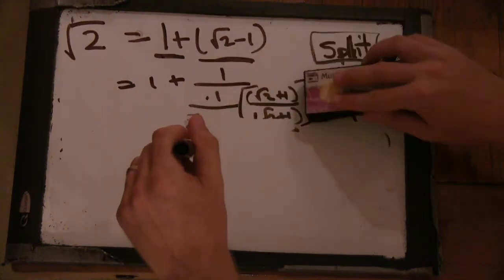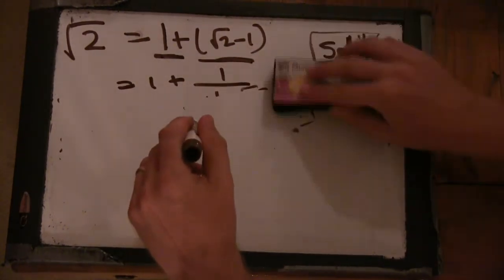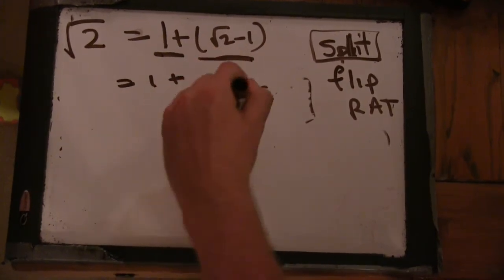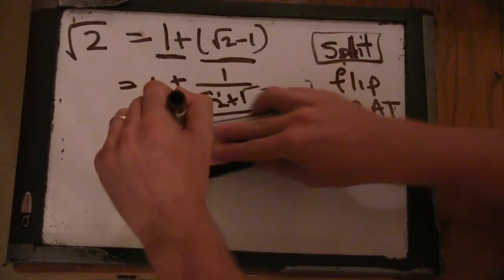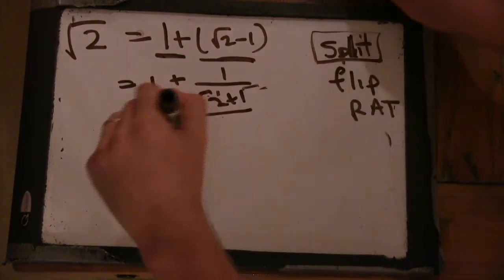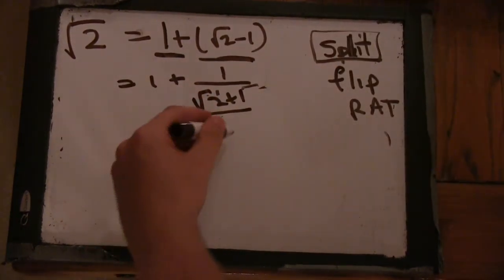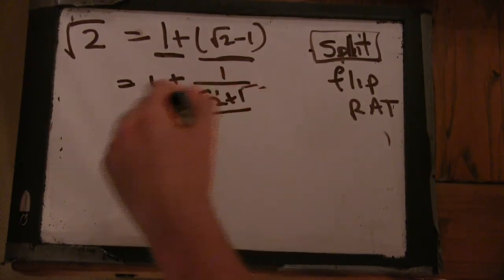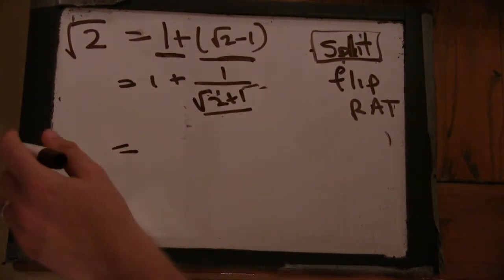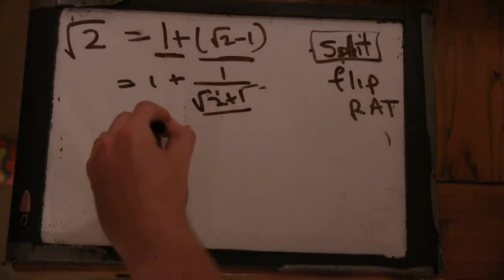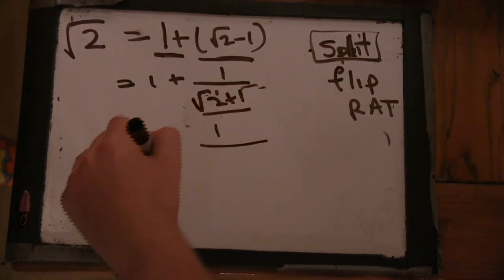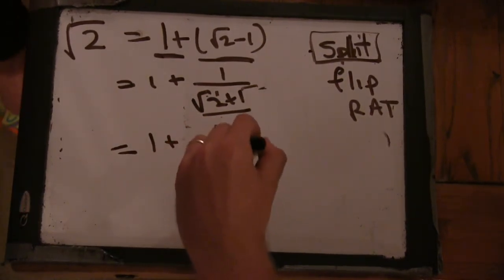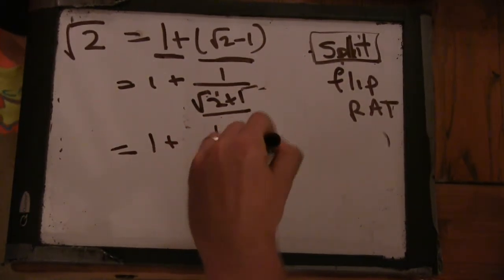And then 1 times the square root of 2 plus 1 is that. So this is 1 over the square root of 2 plus 1 over 1, but that's just 1 over the square root of 2 plus 1. Okay. So split, flip, and rat. Now we're back to split. The square root of 2 plus 1: what are the 2 integers in between? 2 and 3. So we're going to say 2 plus the square root of 2 minus 1.